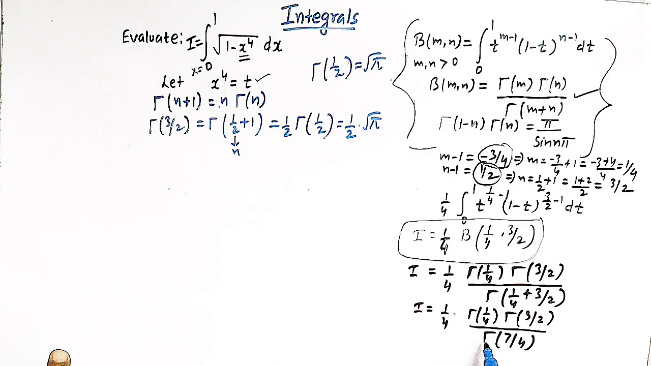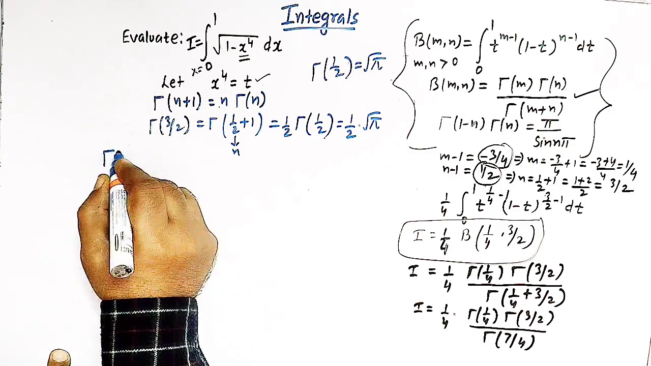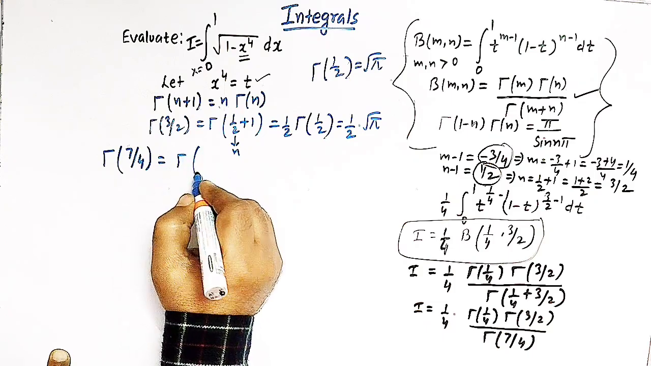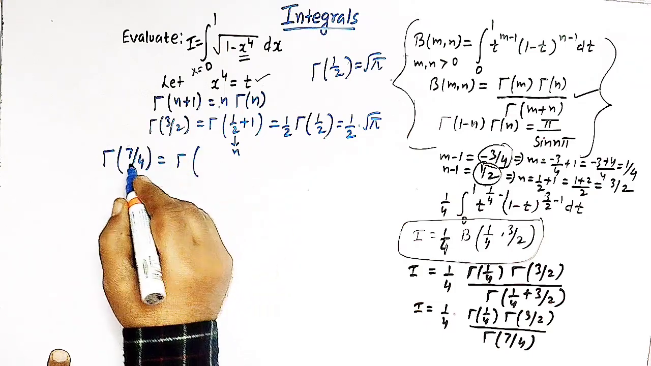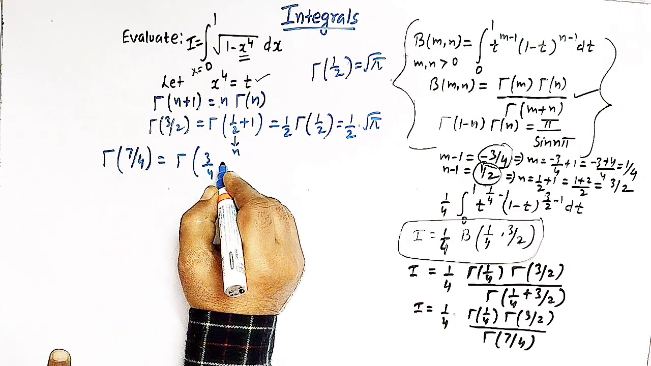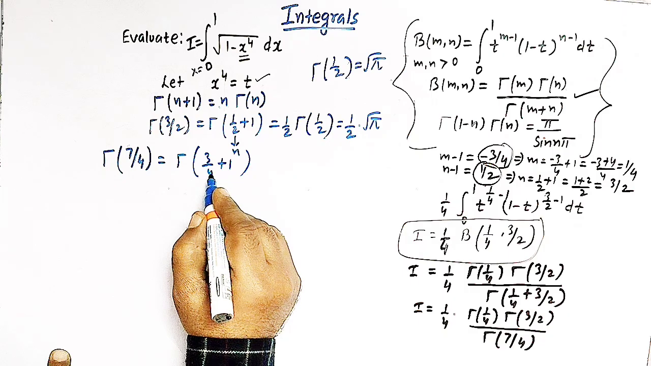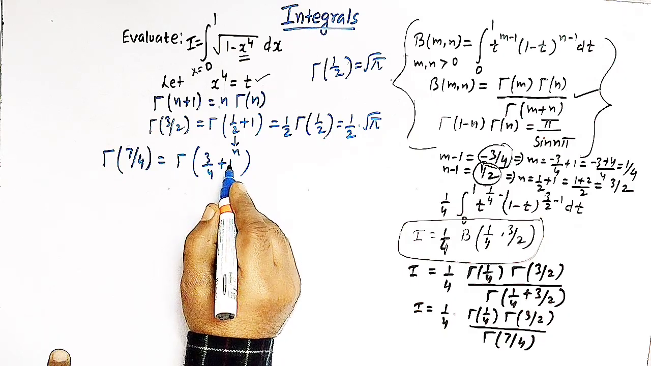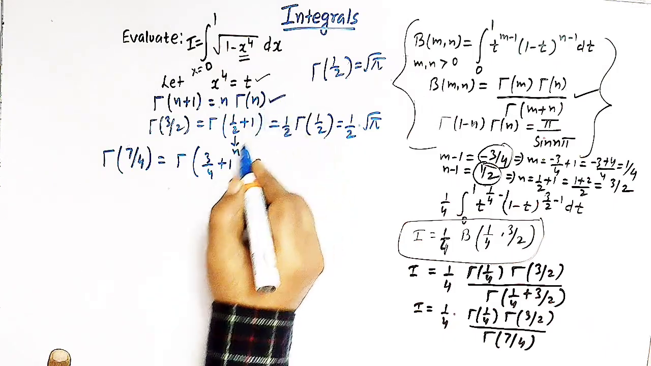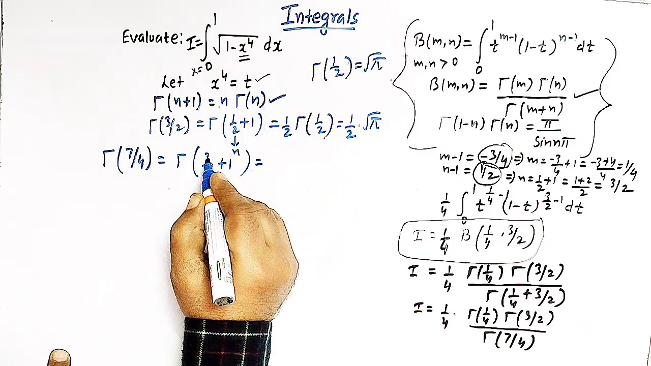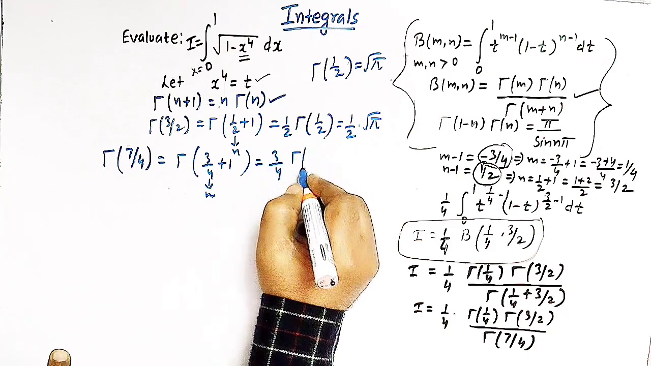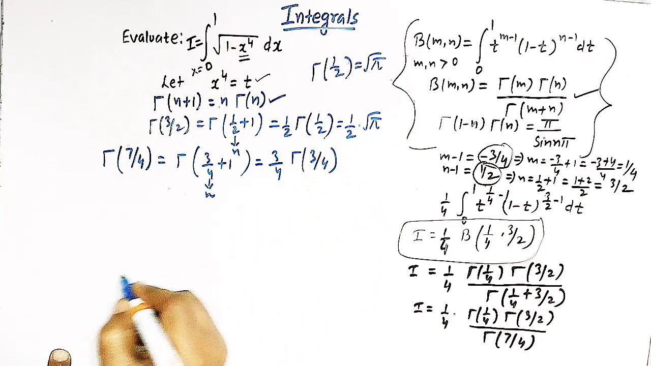Okay, now let us write the value of gamma 7 by 4. So we can now write gamma, and here 7 by 4, we can split this 7 by 4 as 3 by 4 plus 1, because 4 times 1 is 4, 4 plus 3 is 7. So we can again make use of this result. So our n is 3 by 4. So here we have 3 by 4 times gamma 3 by 4, right?